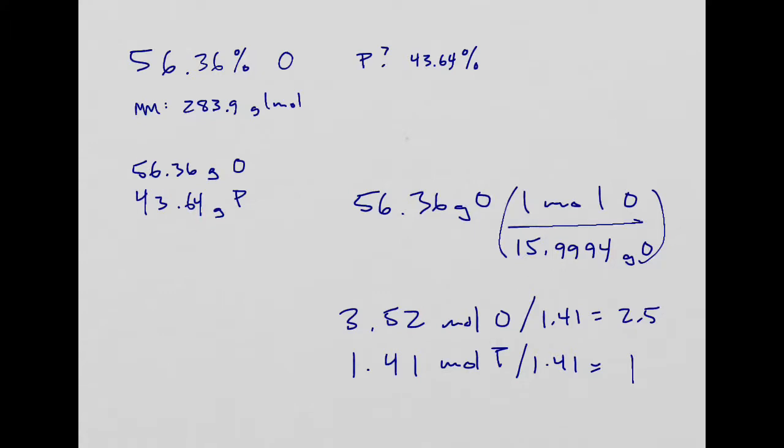Now remember what I just told you moments ago. You couldn't have a compound with P1O2.5. That's not an empirical formula. And in order to get this, I need to make it into an empirical formula. So I need to multiply both subscripts by 2. So that gives me a true empirical formula of P2O5. That's my empirical formula.